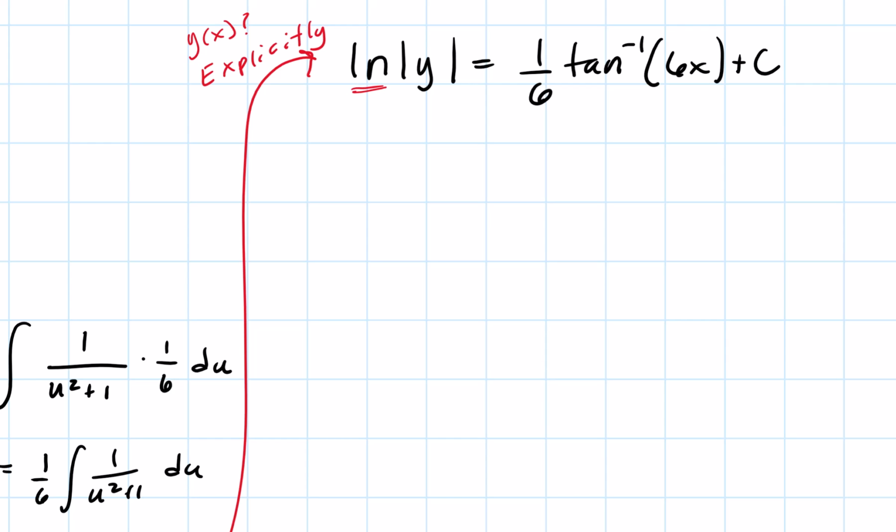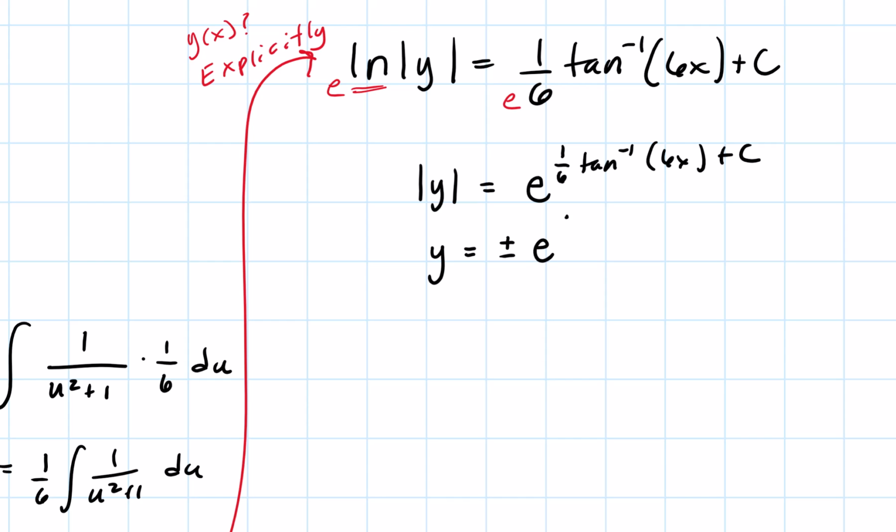Here we've got a natural log, so if I wanted to solve for y, I could exponentiate both sides so that the absolute value of y is equal to e to the 1/6 inverse tangent of 6x plus some constant c. Now we have solved for y, but if I want to get rid of the absolute value, I just have to remember that y would be plus or minus e to the 1/6 inverse tangent of 6x plus c. Now, I guess we could leave it in this form. This is explicitly, we have represented y as a function of x at this point.